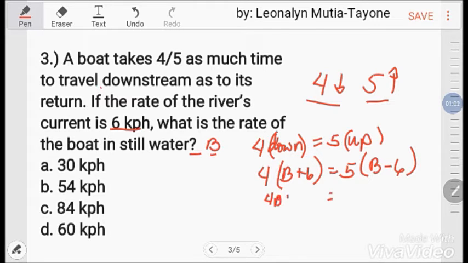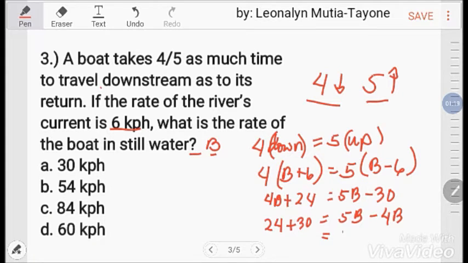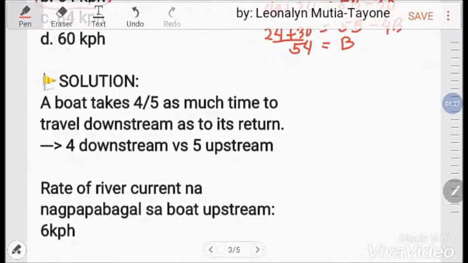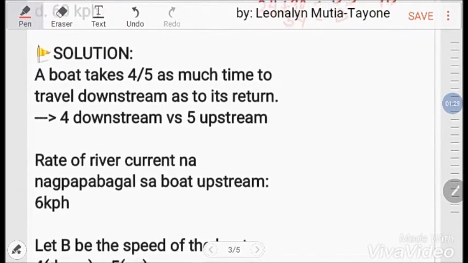So, 4B plus 24, this is 5B minus 30. Transpose natin yan. Ipagsama ang mga like signs. And this is 5B minus 4B equals B. So, i-add mo yan, that is 54. So, ang answer is 54. At ito yung detalyado nating sagot.